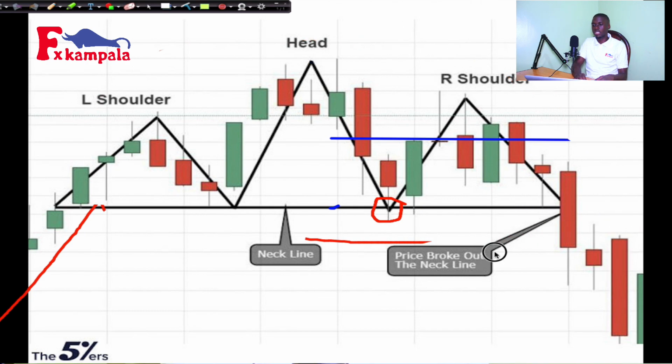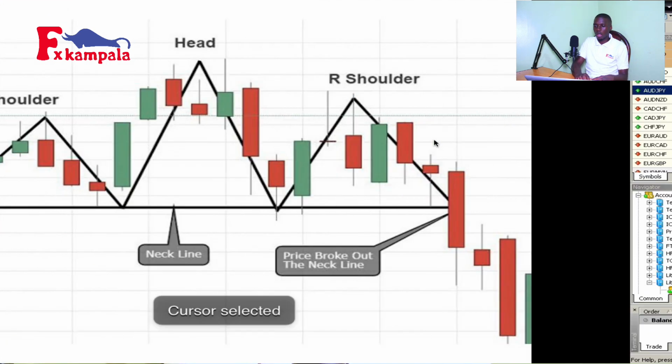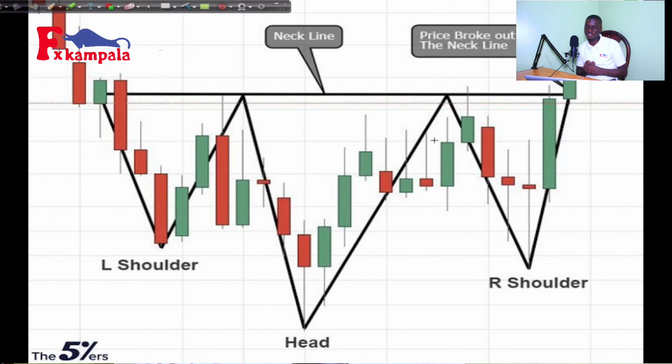Let's get to another reversal pattern, which is the opposite of this one. It's the inverse head and shoulder, which applies in the same way, but this time the other one showed the market reversing in a downward direction, and this one shows the market reversing in an upward direction. That's why we draw our neckline above, and at this particular break, that's where we are supposed to buy.